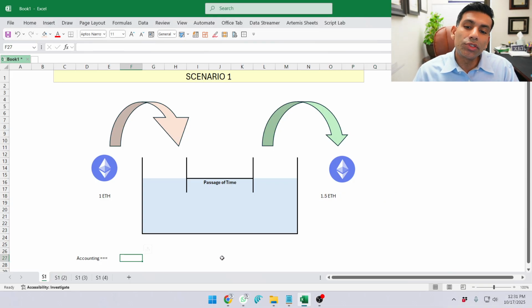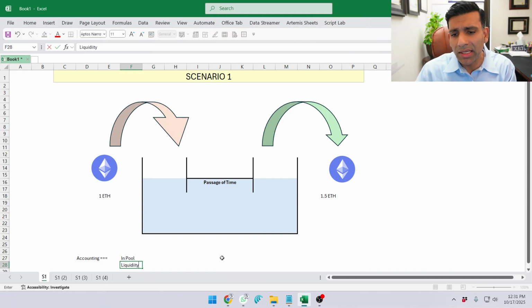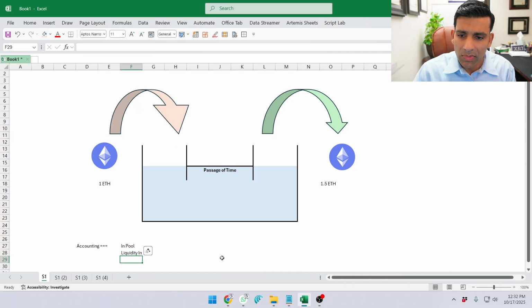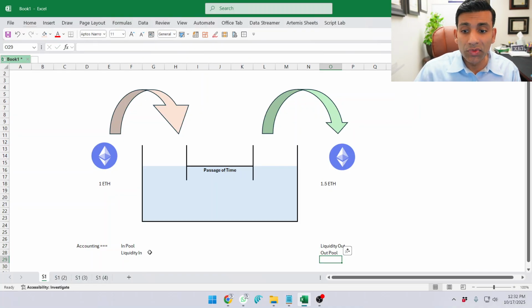So typical accounting when you're going in, and I'm just going to use some very regular terms here. For example, CoinLedger, CoinTracking.info, or Crypto Tax Calculator, and all of these have very similar kind of verbiage. It would be in pool or liquidity in, going in, and then what you have is a liquidity out or out pool. So this is for your original investment, the one Ethereum.